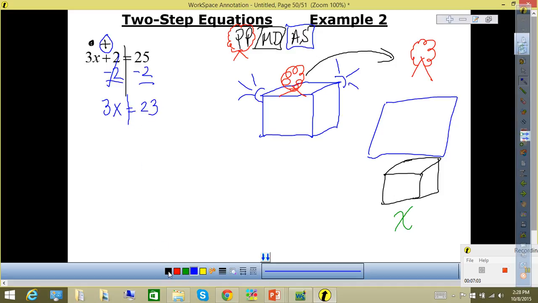Next, what is the last thing we do here? Multiplication. And what is the inverse of multiplication? Division. Therefore, we're left with x equals, 3 fits in there 7 times. That's 21 to 23, that's 2/3. Copy that, please.